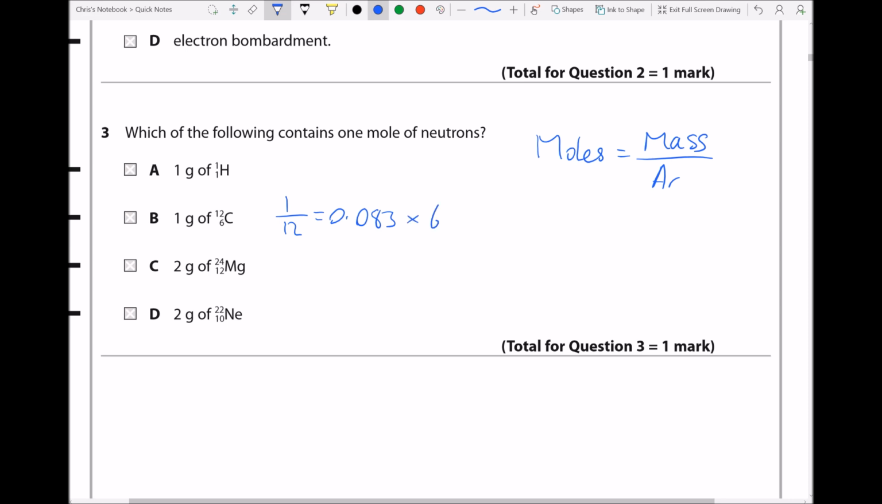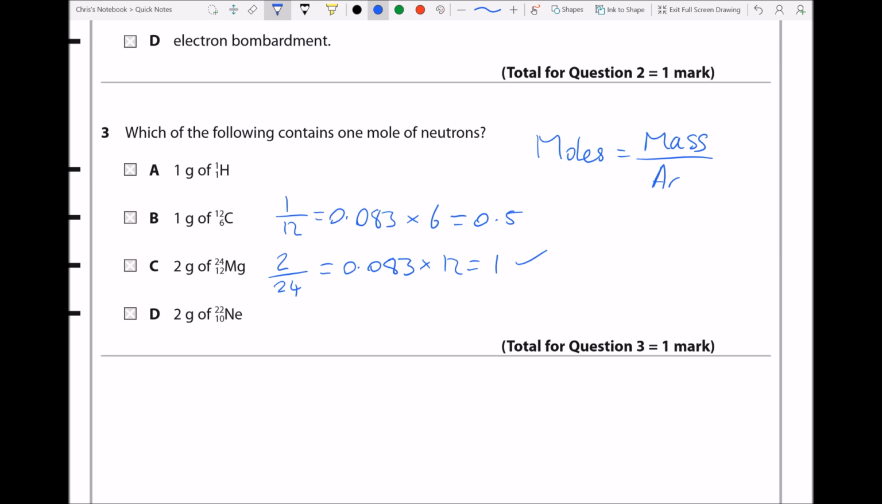So we're going to times that number by 6 because we've got 6 neutrons in here, and that gets me 0.5. If we do the same for this one, 2 divided by 24, because that's the mass, and that would give me 0.083 again. Okay, number of neutrons here is 24 minus 12, so that's going to be times by 12, and that's going to give me 1. So far so good. That one gives you 1. That's obviously going to be the answer.